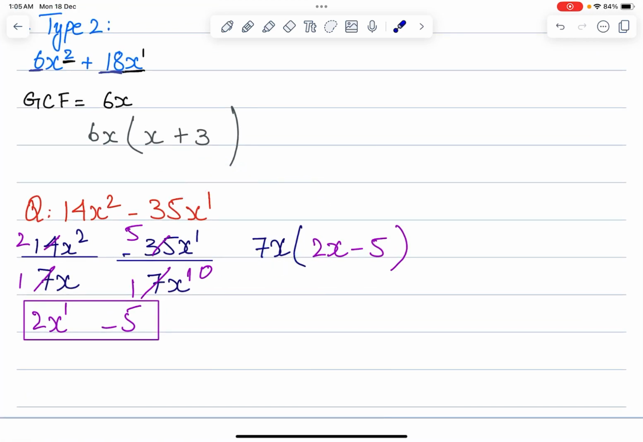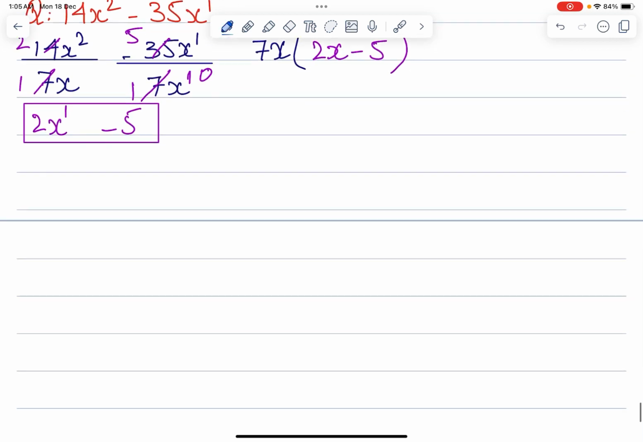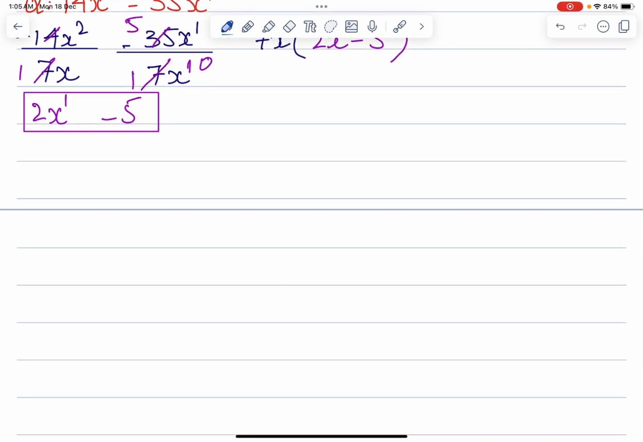Now let's move on to a little denser question. Just know that your basics, your fundamental ground rules are the same no matter how difficult the question is. Your ground rules, your basic fundamental principles are going to be the same for every question. So if I give you the question 36x to the power 5 minus 63x to the power 3.